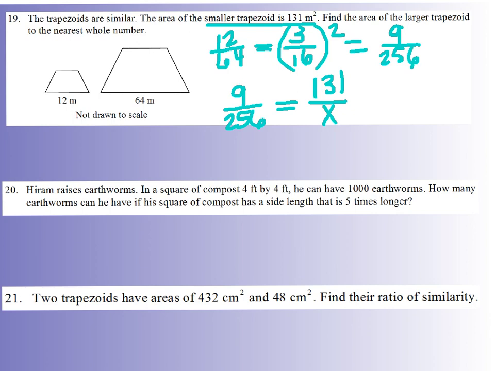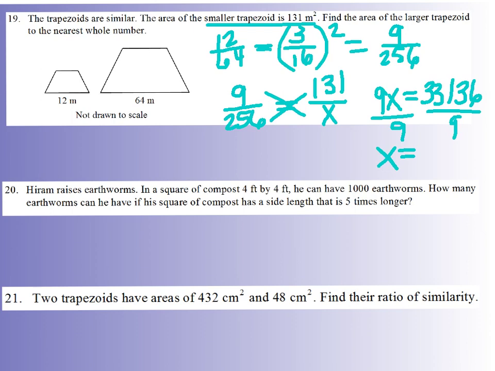And now I'm just going to cross multiply. So I get 9x is equal to 256 times 131. Go ahead and put that in your calculator, and wow, you get 33,136. And then when you divide both sides by 9, you find the area of the larger trapezoid to be 3,726 meters squared. So here's your answer.